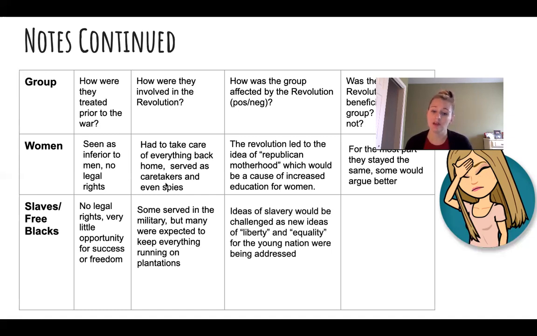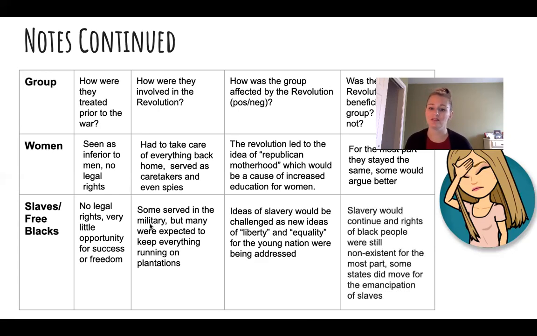These new ideas of liberty and equality would kind of come forward and start to challenge the idea of slavery. And so they were hoping that, as a result, people might see the hypocrisy of when in the Declaration of Independence, you say all men are created equal, but really you're not applying that to all men. So they were hoping to be able to get some things out of the revolution, but it doesn't really end up being a positive or negative because it just kind of ends up staying the same.